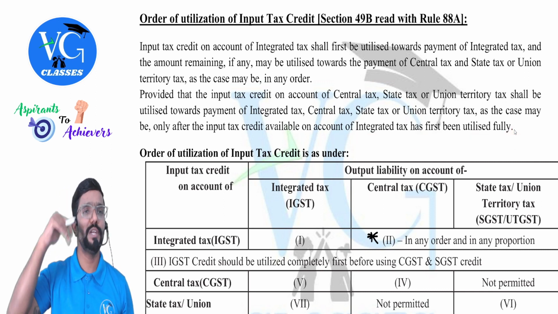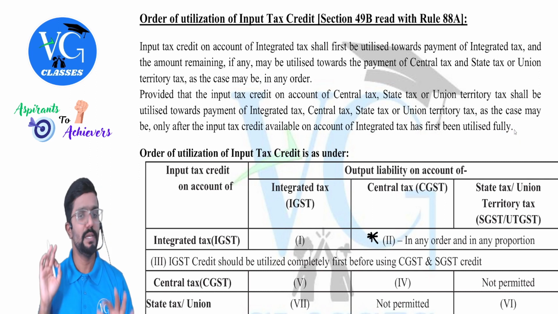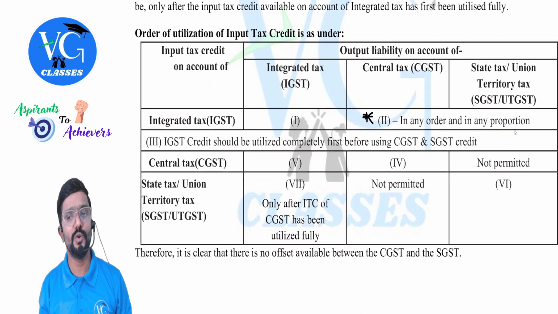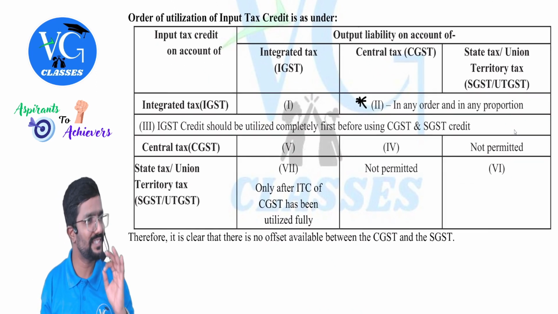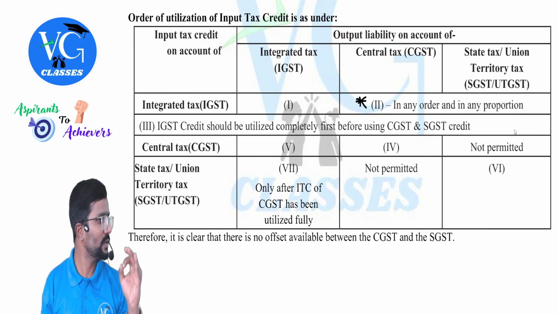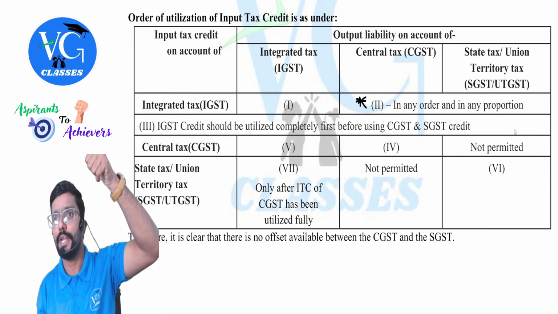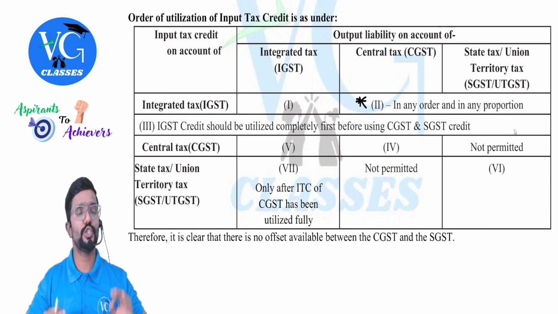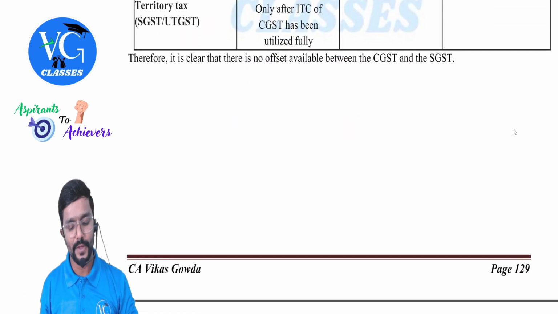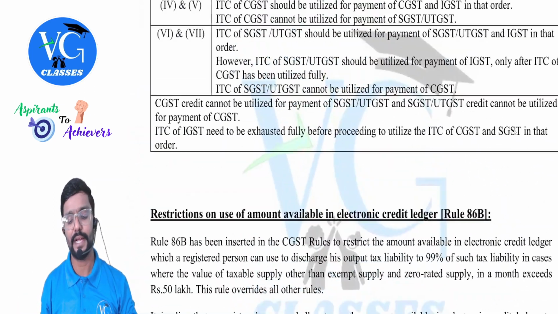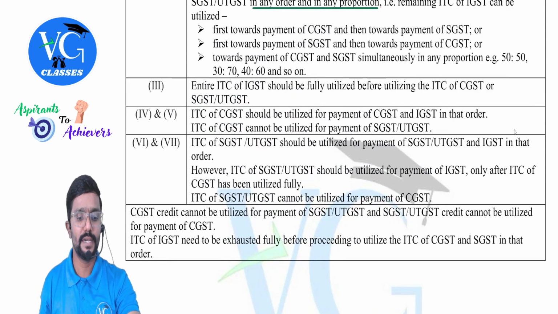So whatever was actually told above is repeated here, guys. So in simple, sir, if I just know this table, is it enough to solve questions? Yes. This is more than enough. Got it? Yes, sir. So this is all about the utilization of input tax credit, guys.